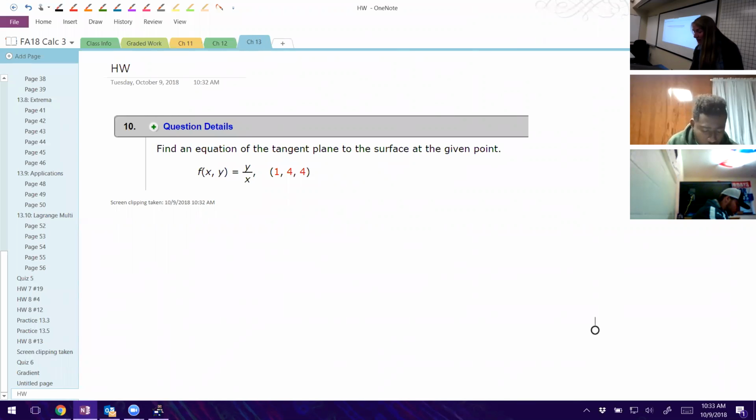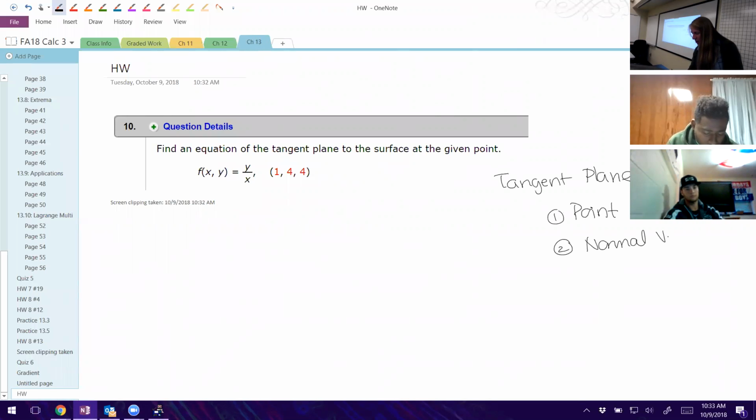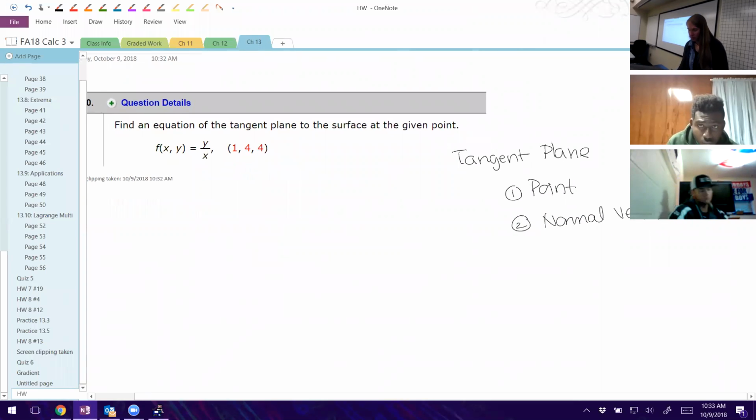So to find the equation of any plane, we need two pieces of information. What do we need to know? The point and the normal vector. Are we told either of those? We have the point, which is not uncommon. The normal vector is just a gradient. Exactly, the normal vector is going to be the gradient. So now we need the gradient of this function.